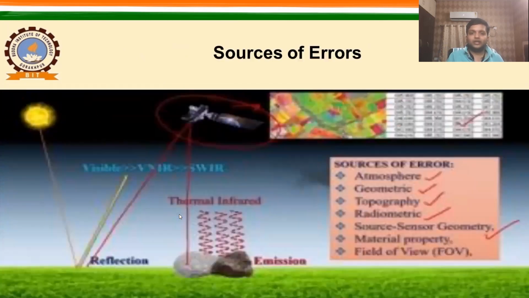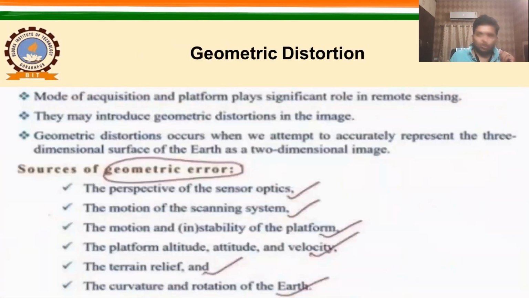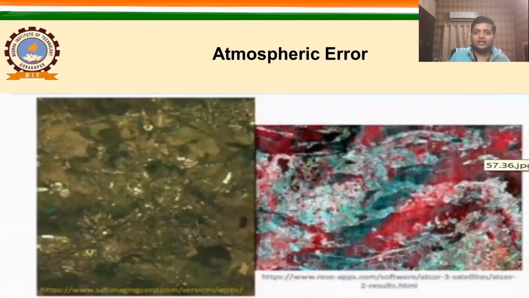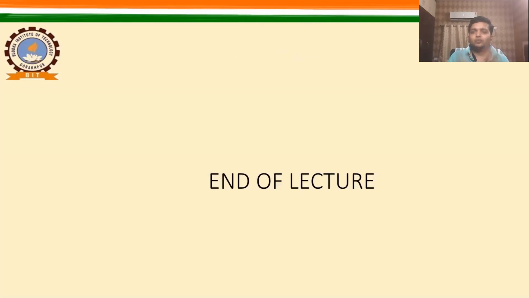Then we have seen what the sources of the error are, and the sources of the errors were atmosphere, geometric, topography, radiometric, source, sensor geometry, material property, and the field of view. Then we talked about the different types of the error, that is topographic error and geometric distortion, geometric corrections, atmospheric error, atmospheric corrections, radiometric error. And this brings us to the end of this lecture number 3, which was divided into part 1 and part 2.